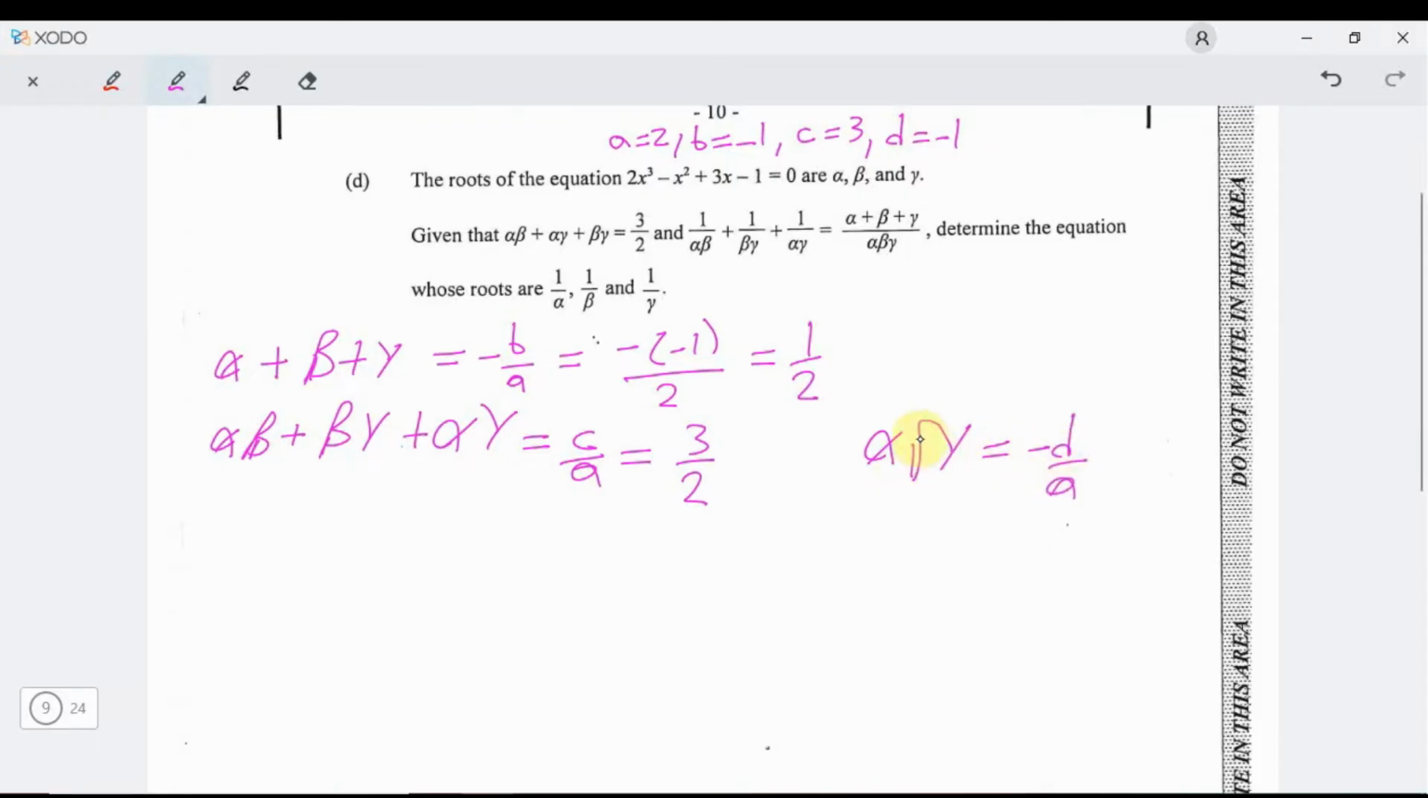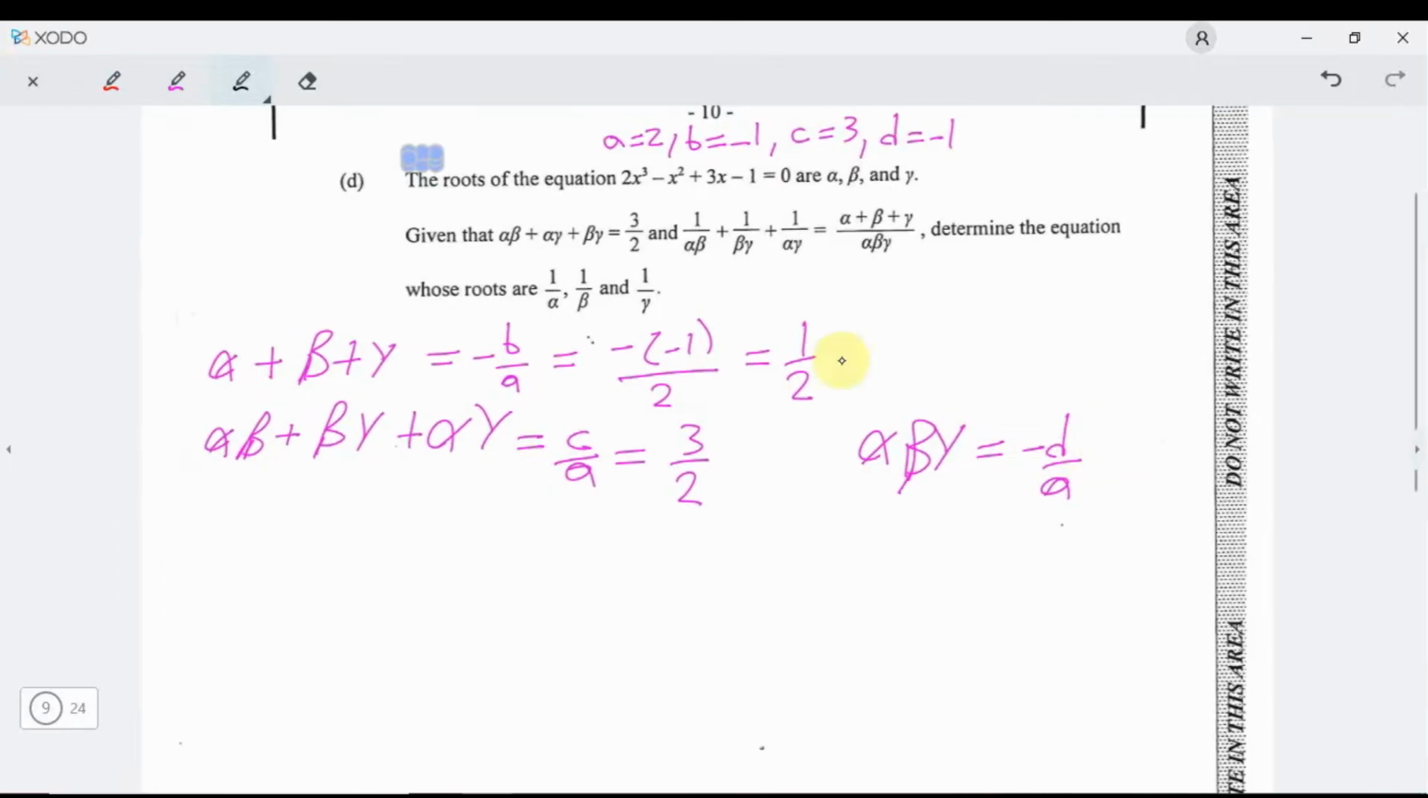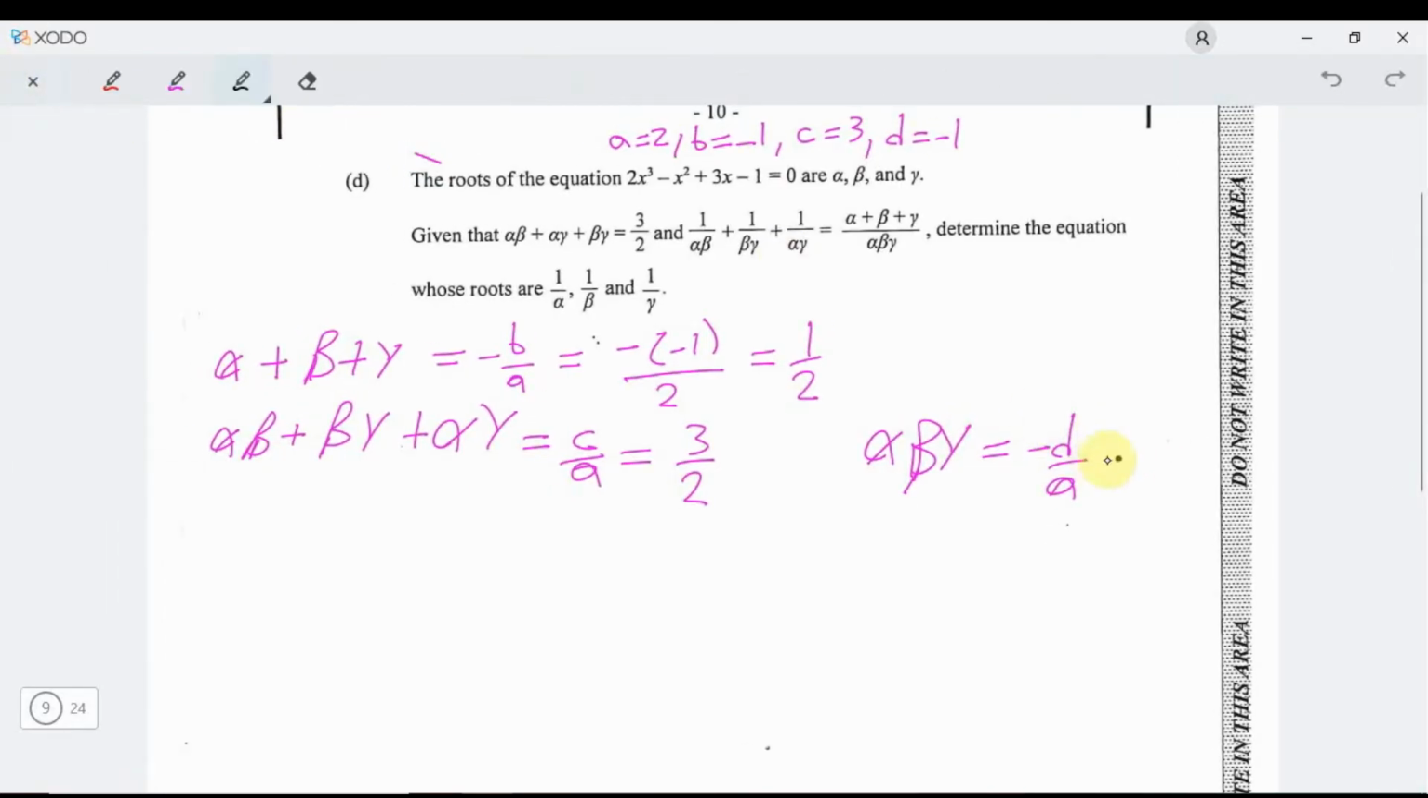Guys, I really don't know why the writing keeps disappearing, but maybe it's the color. Let me change it. And in that case, this becomes minus d, minus -1, which is 1 over 2.